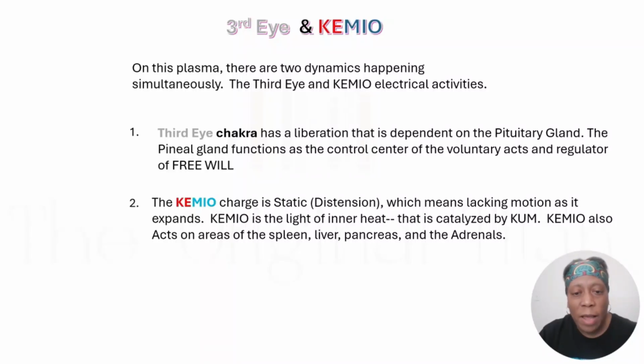The third eye chakra has a liberation that is dependent on the pituitary gland. The pineal gland functions as the control center of the voluntary acts and regulator of free will. A chemio charge is static, which means lacking motion as it expands. Chemio is the light of inner heat that is catalyzed by calm. Chemio also acts on areas of the spleen, liver, pancreas, and the adrenals.